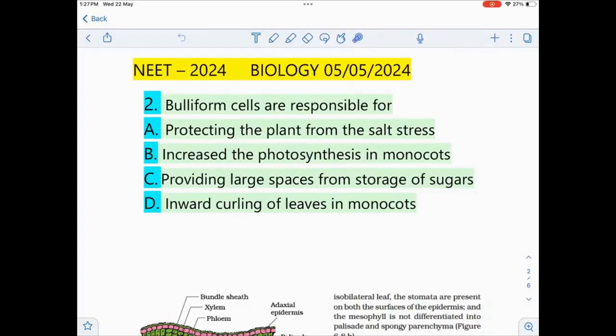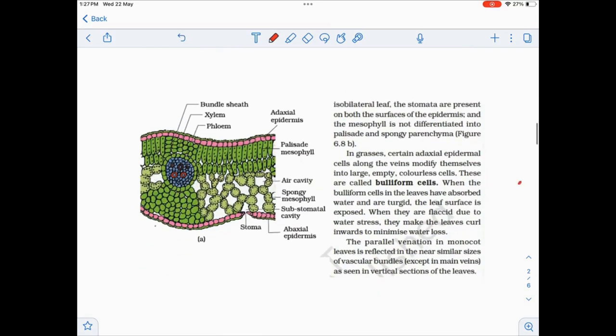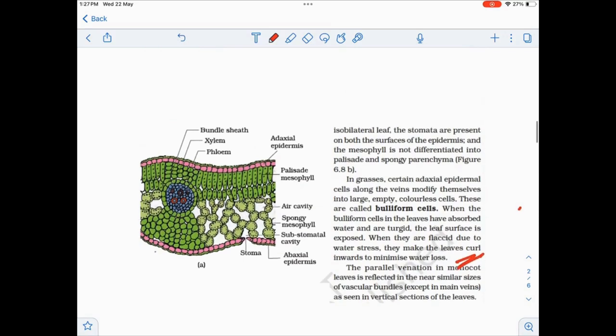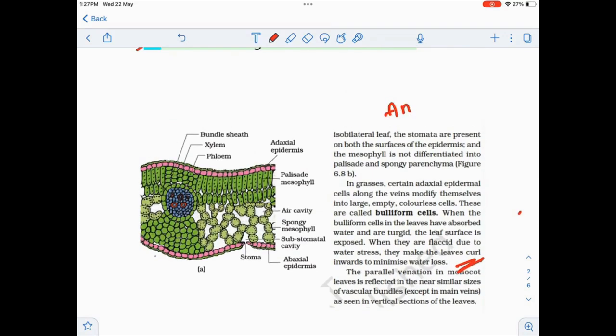Biology NEET 2024. Bulliform cells are responsible for protecting the plant from salt stress. Option B, increase the photosynthesis in monocots. Option C, providing large spaces for storage of sugars. Option D, inward curling of leaves in monocots. Answer is option D, inward curling of leaves in monocots. This question is from Anatomy of Flowering Plants, and you can see the NCERT line regarding the topic of bulliform cells.